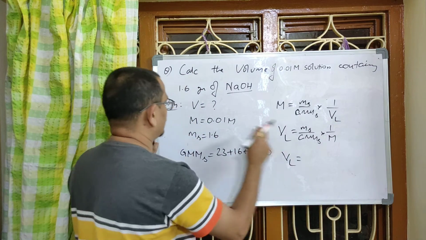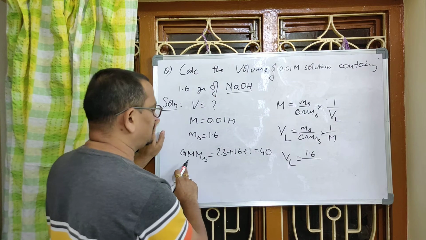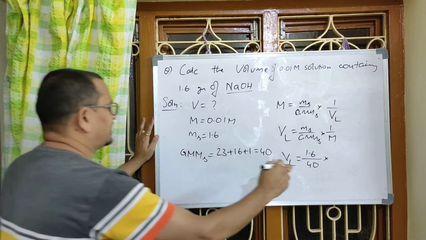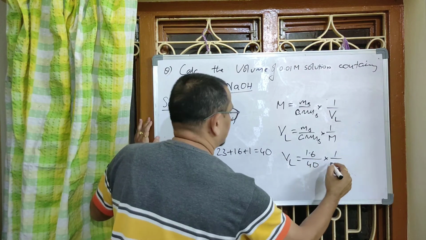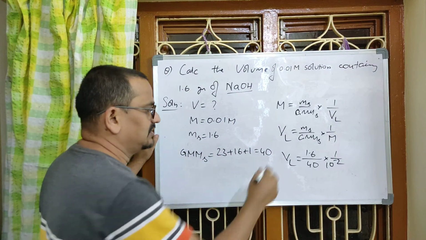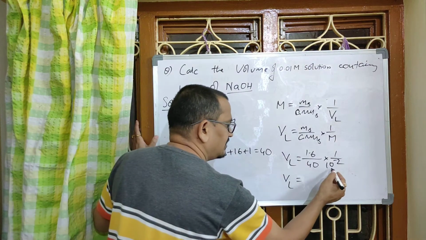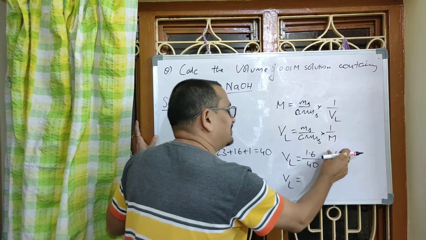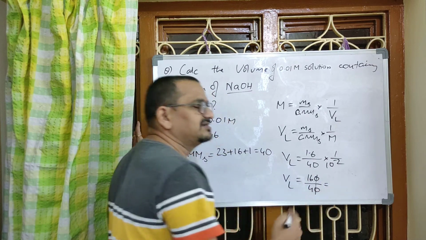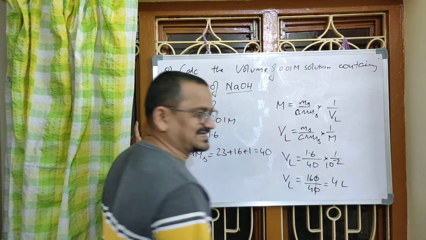Volume of solution in liters equals to, what is mass of solute? 1.6 over gram molecular mass of solute. It is 40 into 1 by, what is molarity? 1 by 10 power minus 2. 0.01 means 10 power minus 2. Now you have to simplify this. If you take this to numerator, it will be 100. 1.6 into 100, 160 by 40. Simplification varies from person to person, right? It is 4 liters.